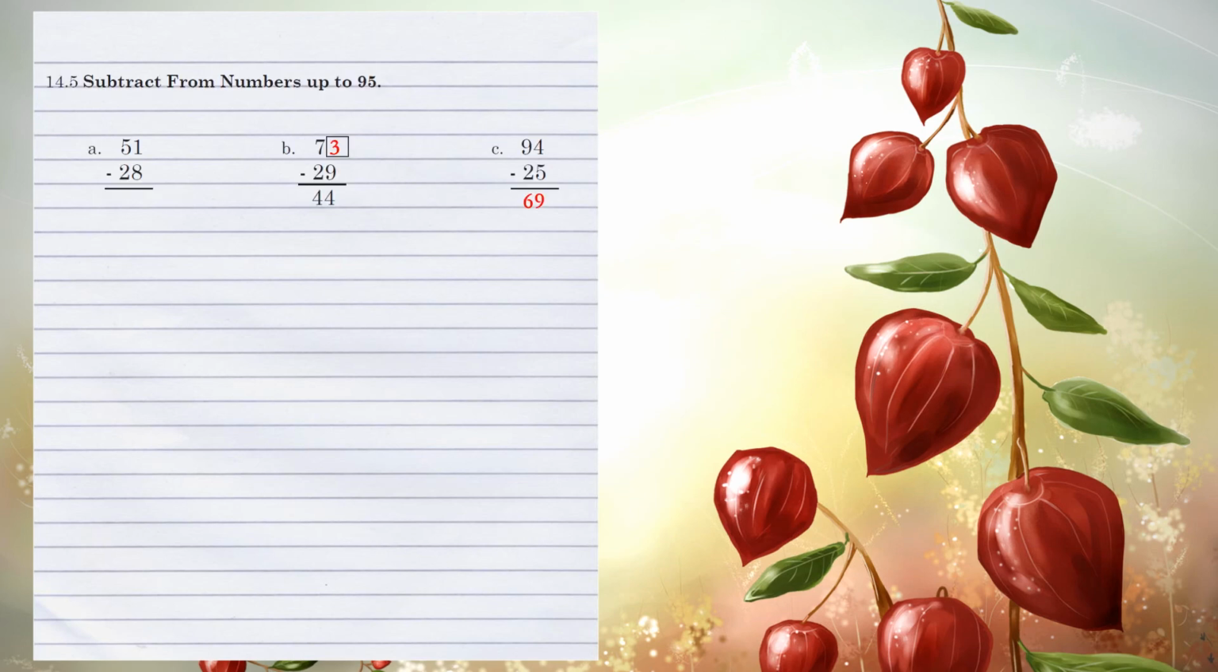Unit 14.5. Subtract from numbers up to 95. Let's look at example A. If we look at our ones column, we cannot subtract 8 from 1, so we borrow from the 5 and make it a 4. Take that 10, add it to the 1, make it an 11. 11 minus 8 is 3. 4 minus 2 is 2, for a final answer of 23.